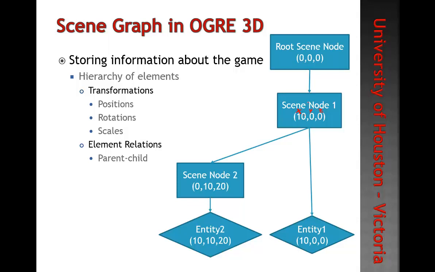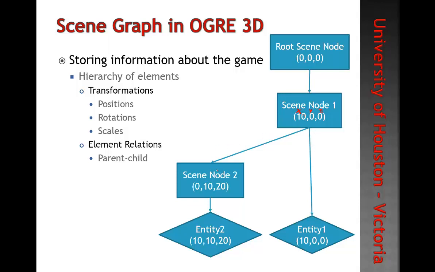I can manipulate these scene nodes through the parent-child hierarchies that I have. I have one scene node called scene node 1 in this scene, and it is located 10 units along the x-axis with respect to the root scene node, because it's parented to the root. As you see here, the parent-child relationship is denoted by the arrow. Then there is another entity, entity number 1, which is placed inside of the scene node. So entity 1 is parented to scene node 1.